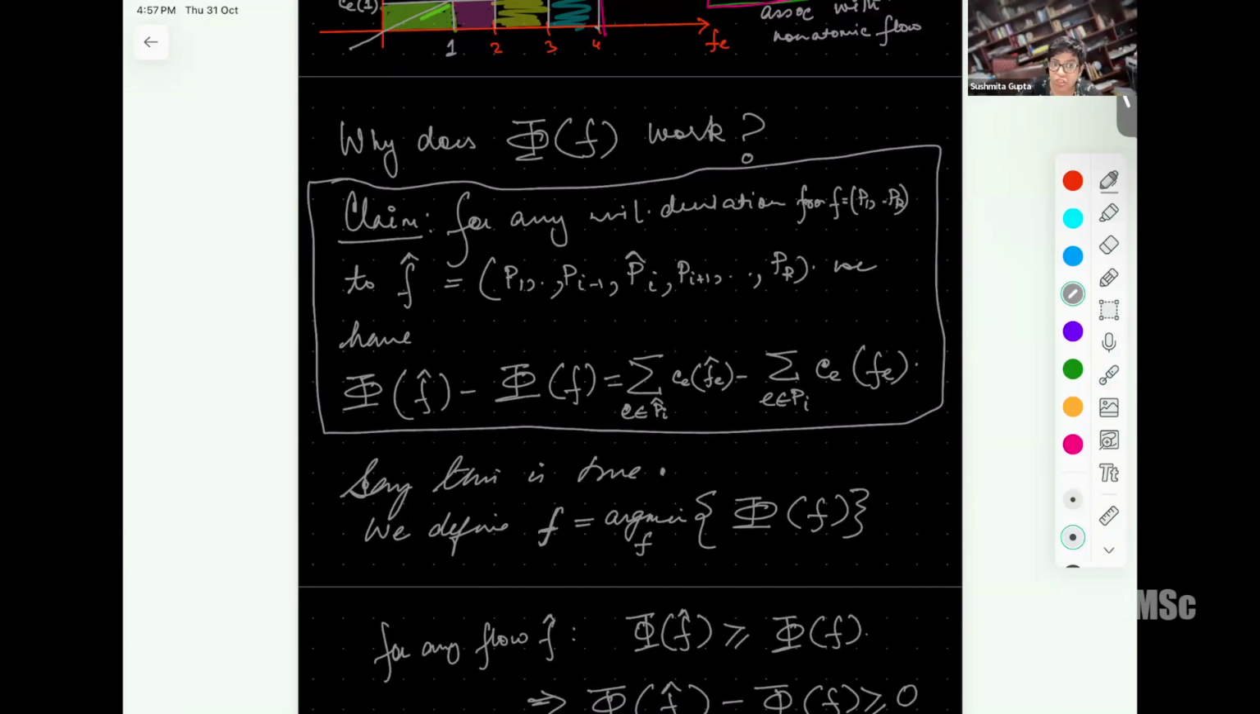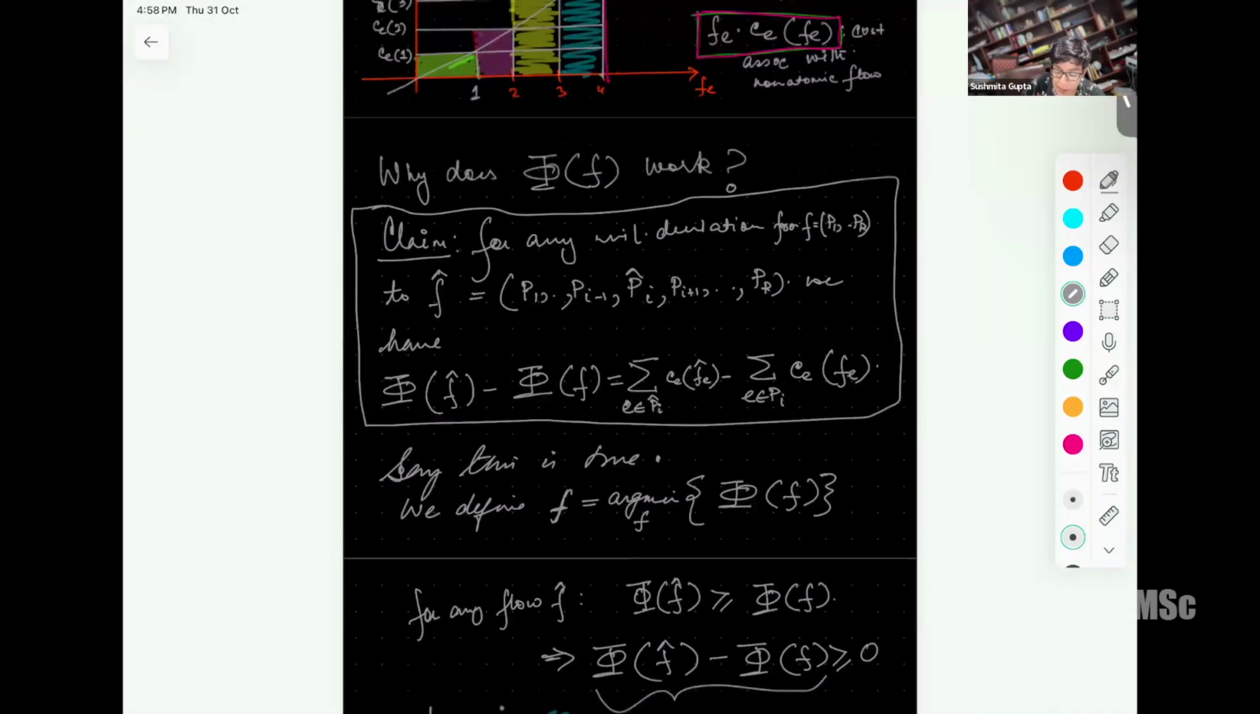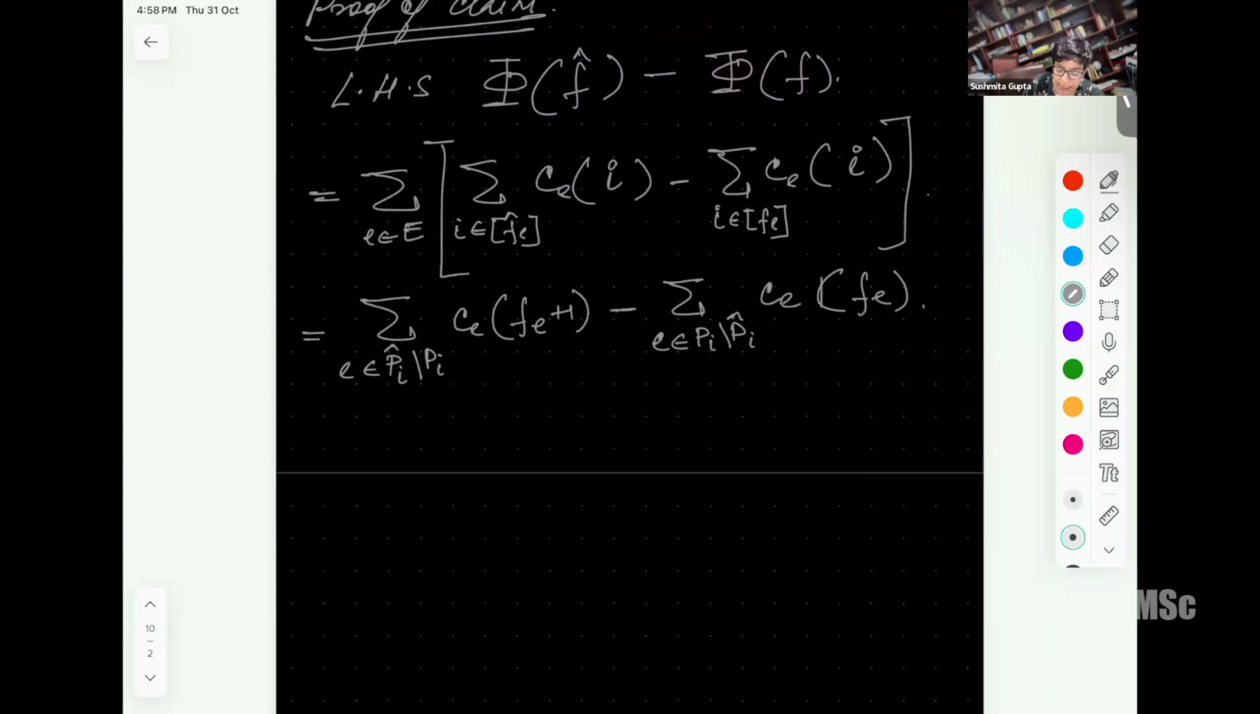If multiple people change their flows, then of course this term cannot be this clean. Then you have to account for all the agents, the confluence of flows. The fact that it's one agent, a unilateral deviation, makes this neat. But the point is, do you see how these terms get cancelled? In particular, i ranges from 1 all the way up to f hat of e. Over here, i ranges from 1 all the way to f e. After the deviation, it's f hat of e, right?